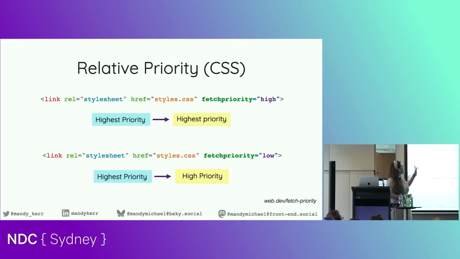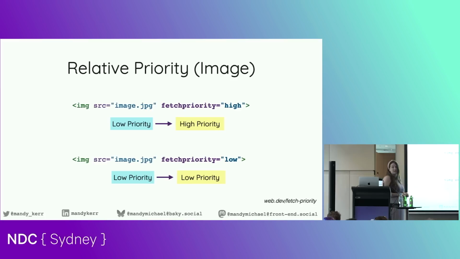For example, this is an example from web.dev, so it's Chrome-based. A style sheet has the highest priority. So if we set a fetch priority of high, it's just going to be the highest priority still. If we set it to low, instead of being the highest priority, it will be downgraded to a high priority. In neither of these scenarios have we explicitly set a high priority or a low priority. It's just raised or lowered the amount accordingly. As another example, if we have an image that has a low priority, if we set the fetch priority to high, it will actually set it to high, which is great. If we set it to low, it's just going to retain that low priority.